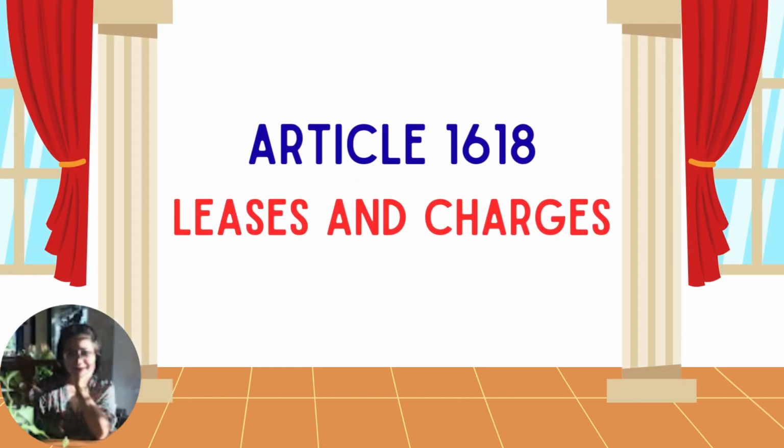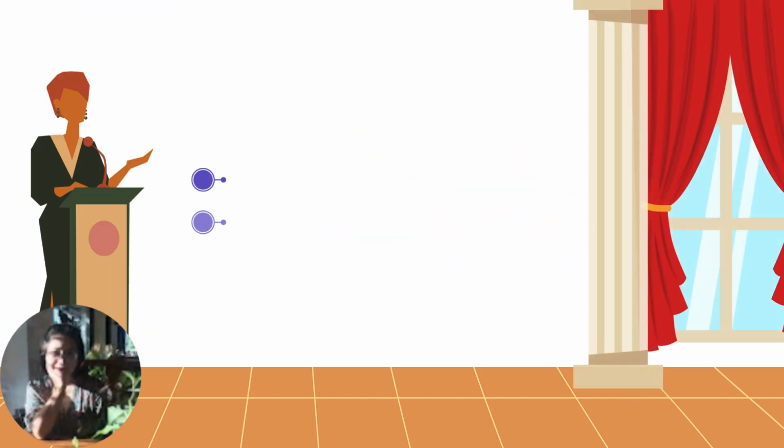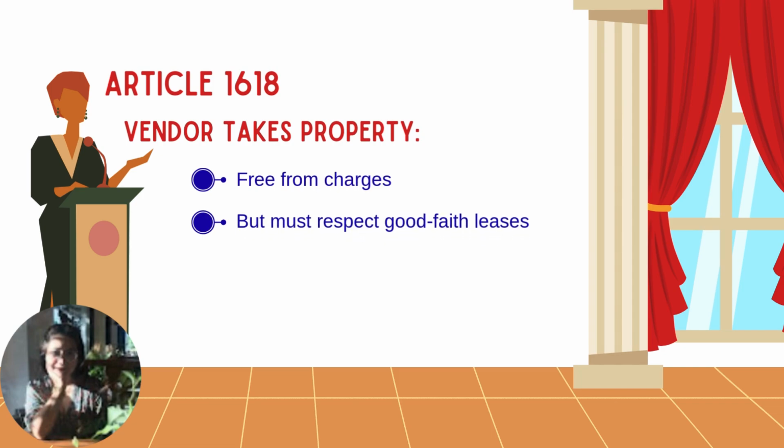Article 1618, Leases and Charges. So this article explains the condition of the property once the vendor successfully exercises the right of conventional redemption, where the vendor recovers the property free from charges but must respect good faith leases made by the buyer.